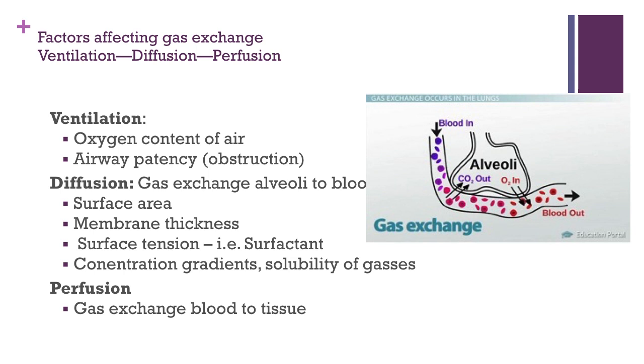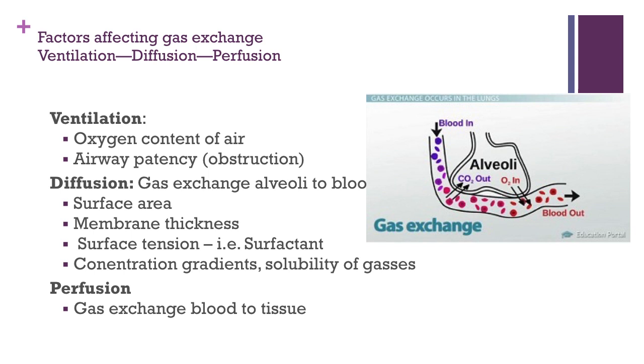So there are several factors that affect gas exchange, and you can think of this as ventilation, diffusion, and perfusion. Ventilation, again, is going to be the oxygen content of the air and the patency of the airway. Do you have an obstruction, something that's causing the airway to be obstructed as the air is moving in and out? That's going to affect ventilation. So things like a foreign body in the lungs, mucus in the lungs, or a bronchospasm would affect ventilation.